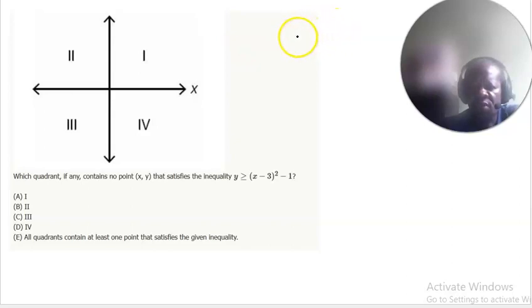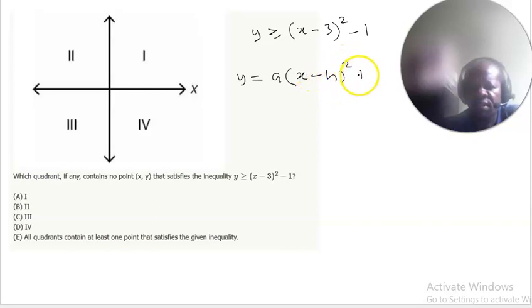y is greater than or equal to (x minus 3) raised to power 2, then minus 1. Now this inequality looks like the equation of the turning point of a parabola, something of this nature. So if you are quite familiar with this, you will see that it is quite similar to this.